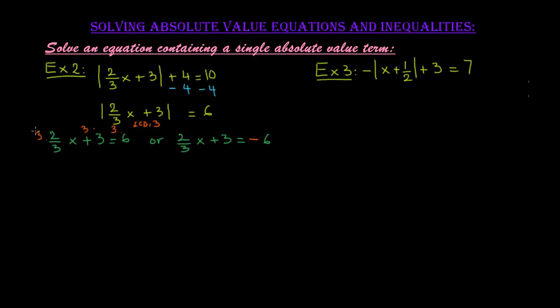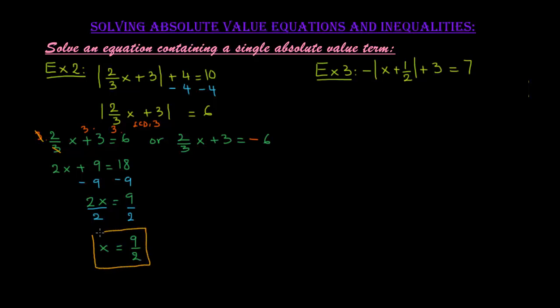That will help me get rid of the denominator. Then we will have 2x plus 9 equal to 18, and we isolate the x, subtract 9 on both sides. We have 2x equal to 9 and divide by 2 on both sides. We will have x equal to 9/2. Okay, that is my first solution for the positive equation.